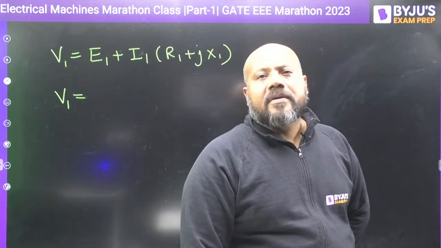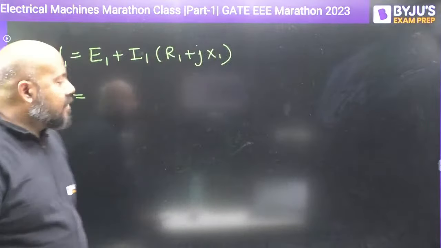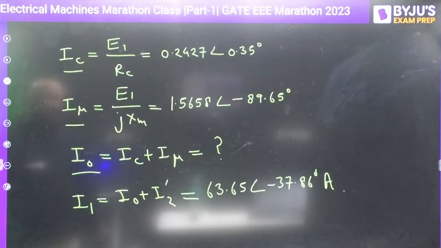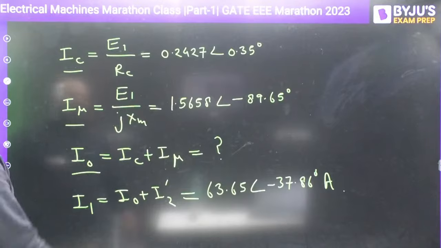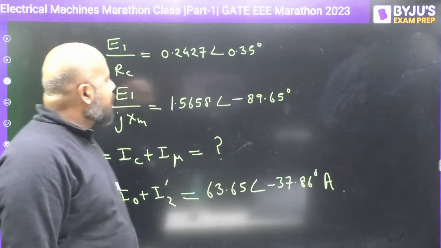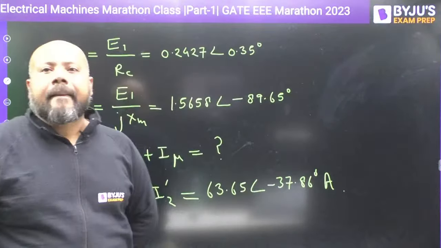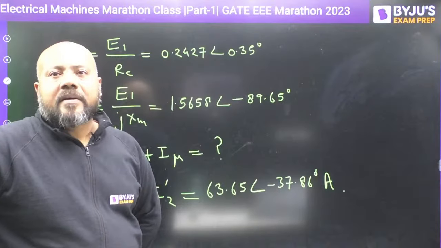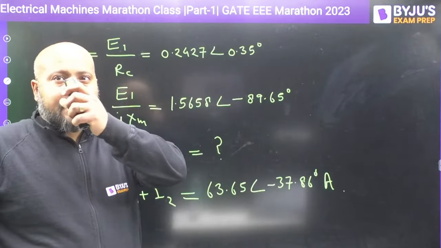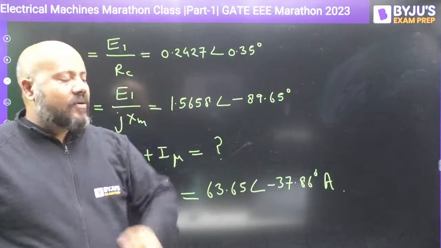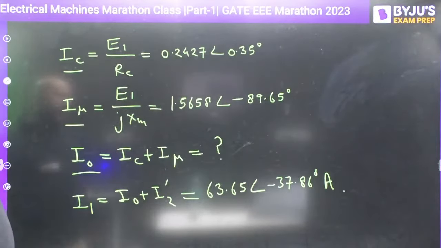So Raghuram has found it is 1.58 angle. Please confirm these values, friends. Okay, you have found I mu, or, okay, this you are telling as I naught, 1.58. Okay, you cross check it, whatever comes.